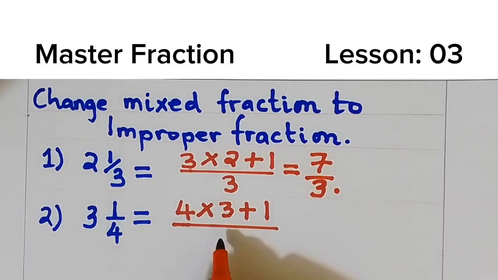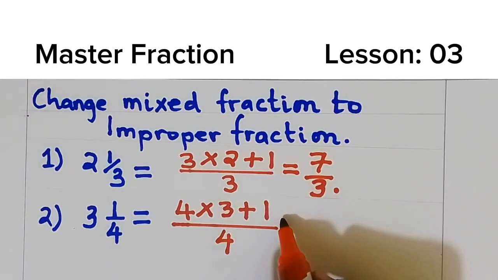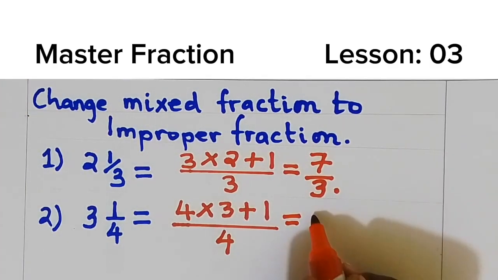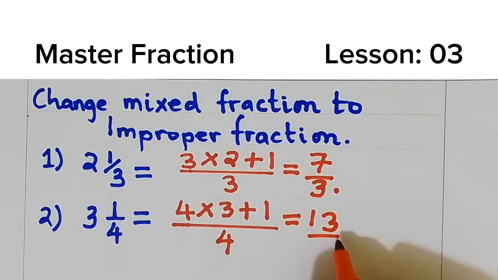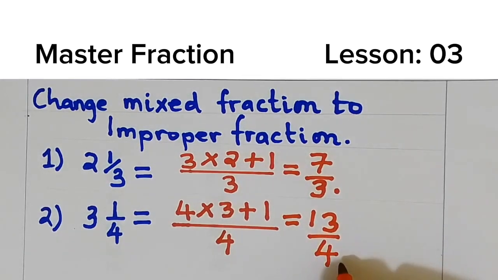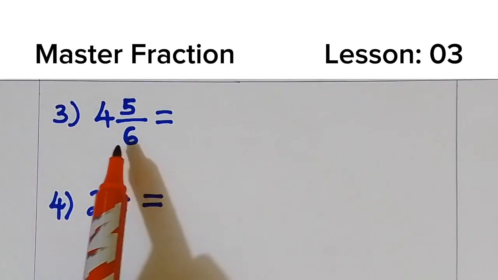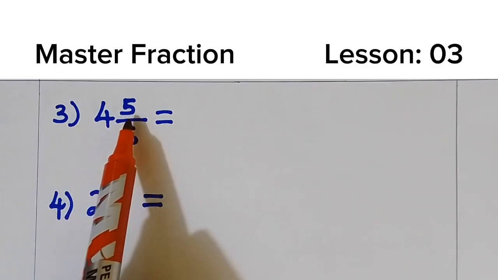Over denominator 4, 4 multiplied by 3, 12, plus 1, 13. It's going to be equal to 13 over 4. We'll take the denominator, multiply by the whole number, plus the numerator.